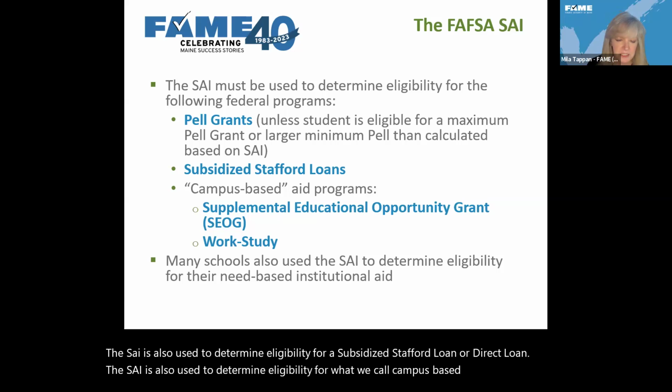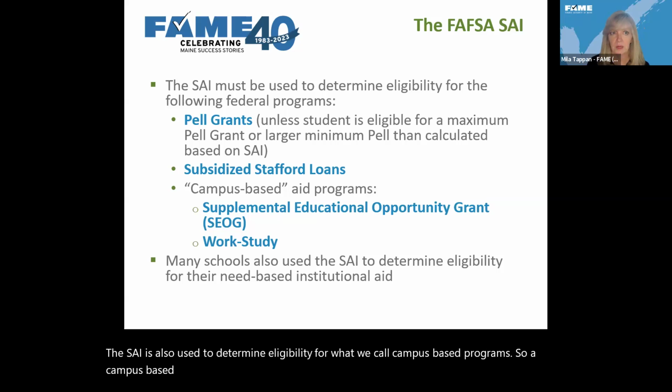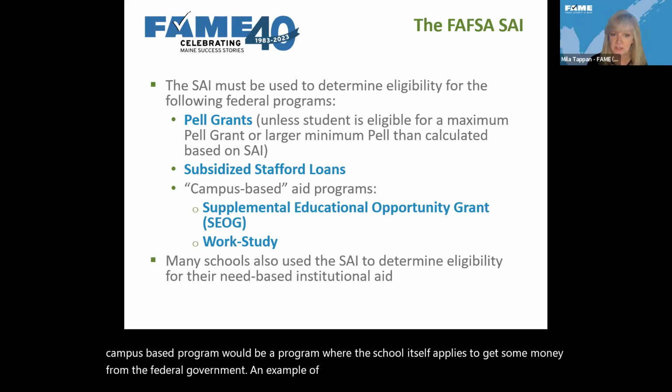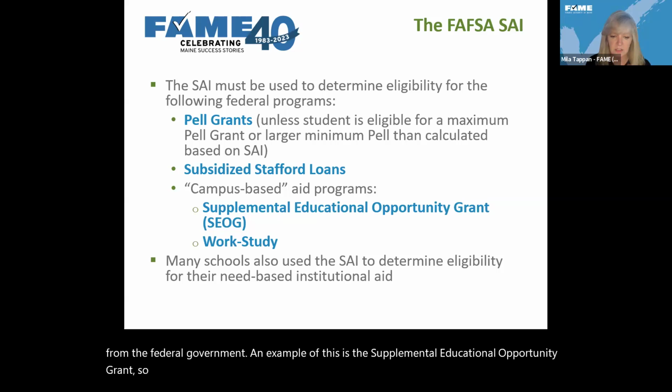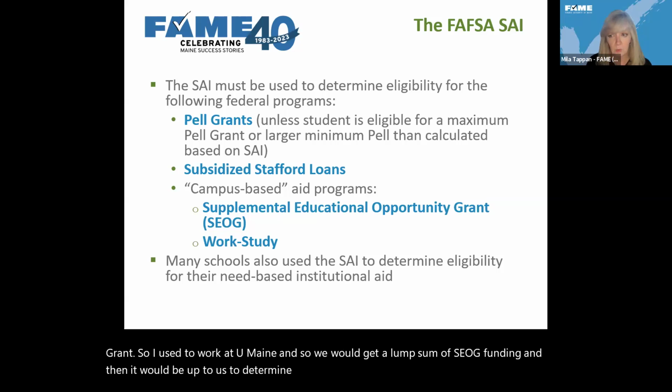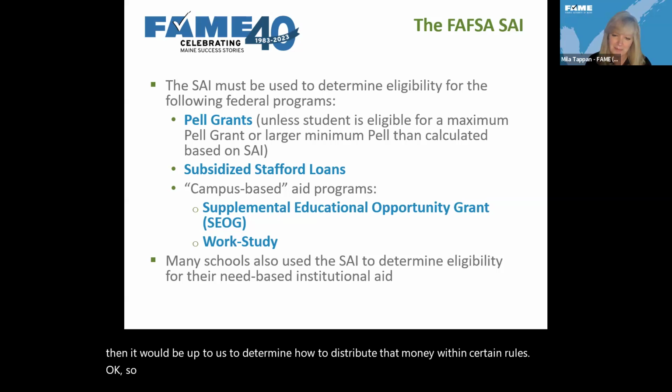A campus-based program would be a program where the school itself applies to get some money from the federal government. An example of this is the Supplemental Educational Opportunity Grant. I used to work at UMaine, and we would get a lump sum of SEOG funding, and then it would be up to us to determine how to distribute that money within certain rules, okay? So campus-based means the school gets a lump sum of money and then they determine eligibility for it.